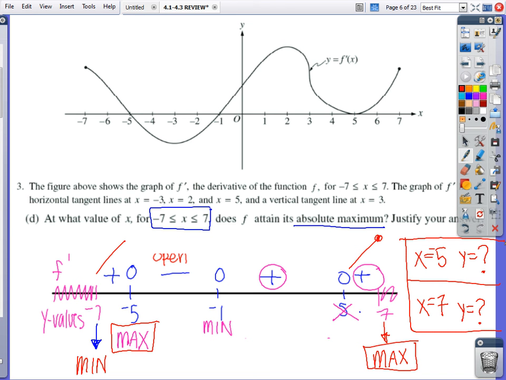So in terms of reasoning, you would give the same reasoning for -5, but at 7, a lot of you have some trouble with your endpoint. So at x equal to 7, that's a max because f prime is positive before. All right, that is question number 6.